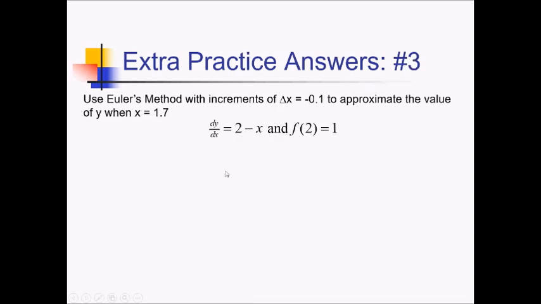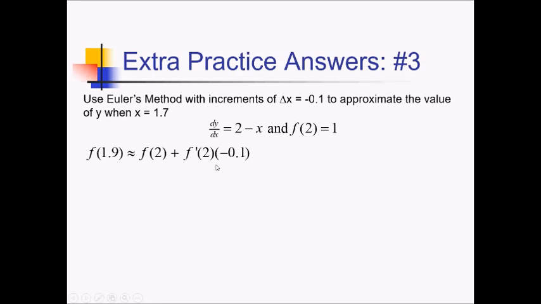For this problem, we're using Euler's method to figure out f of 1.7. We're starting with this differential equation and f of 2 equals 1, and we have increments of delta x equals negative 0.1. So we're going to have to do this in 3 steps then to get from 2 to 1.7, going by 0.1s. Our first step is to find f of 1.9. And to do that, that's going to be f of 2 plus f prime of 2 times negative 0.1. And it's going to be approximately that.